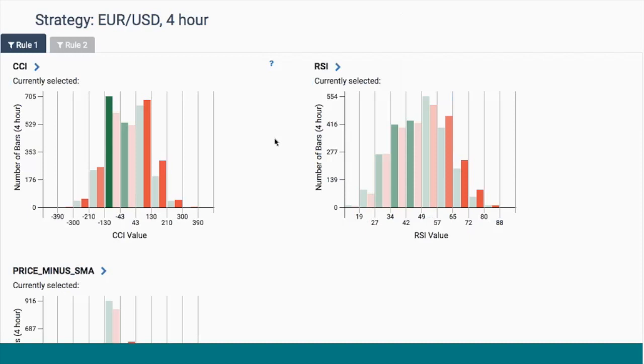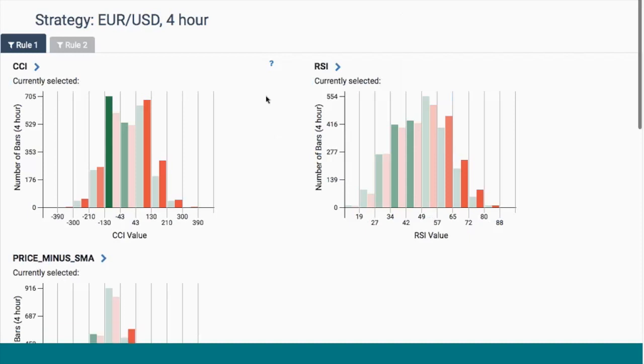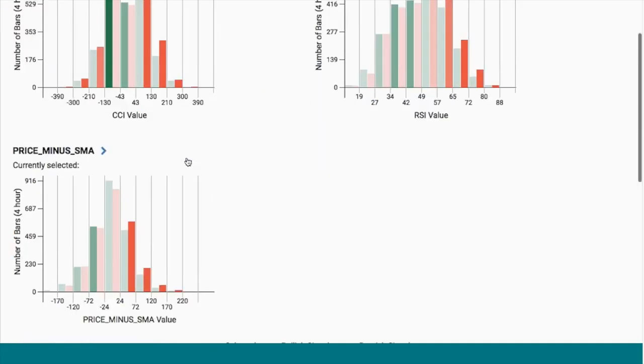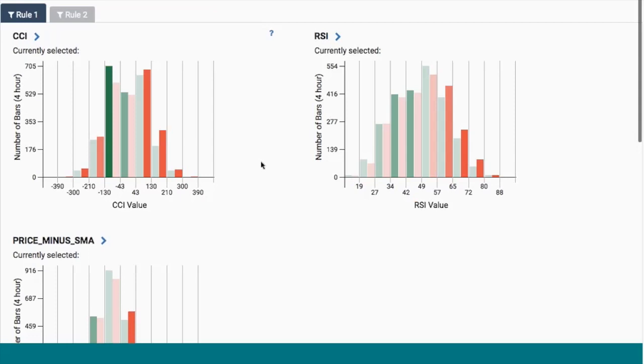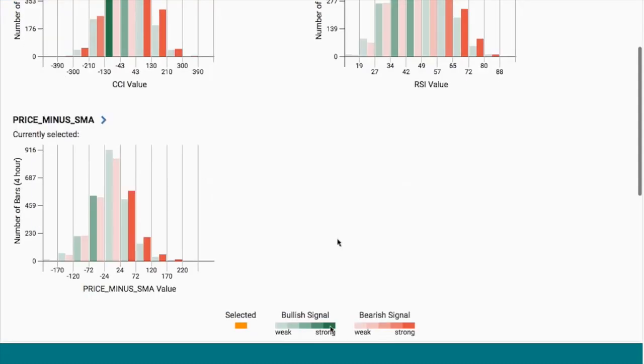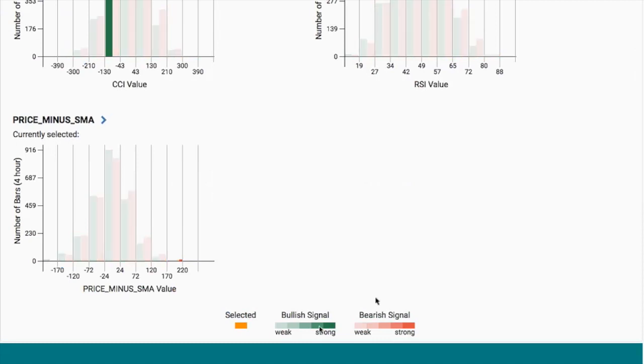So here's where we see the three indicators we selected, the CCI, RSI, and where the price is relative to a 20-period SMA. The x-axis is going to be the indicator values. And then what's really interesting is we're able to see where the algorithms found the strongest bullish and bearish signals. So for each indicator value, we can see where the algorithms found to go long, as well as where the algorithms found to go short.